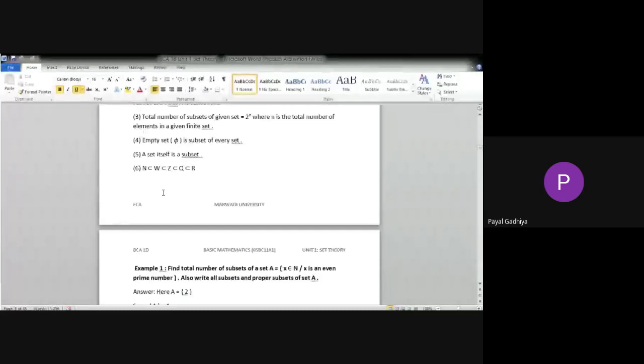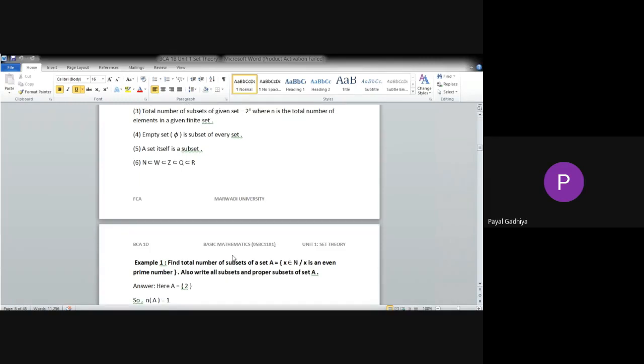Is the screen visible to you all? Yes, ma'am, it's clear. Okay. So, in the last session, we have seen the definition of a proper subset and its examples. And some examples also will do today.